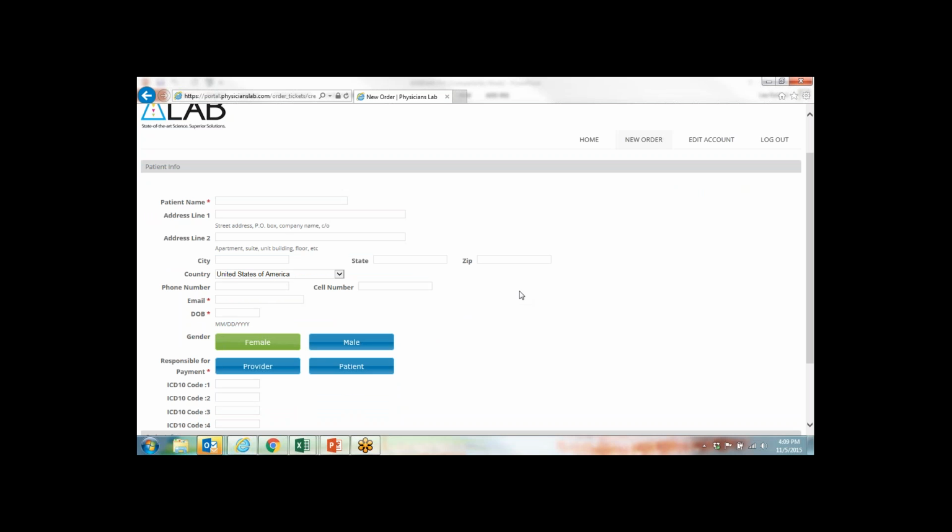Very important that we have their contact information. We ship the kits directly to the patient. There's no need for your practice to purchase anything ahead of time or store any kits in your office. When you place this order online, we contact the patient to verify that all of the information is correct.